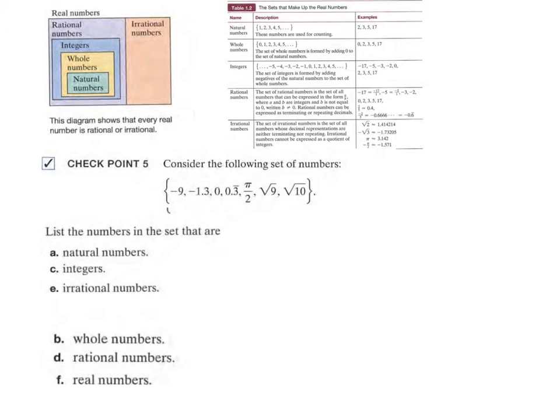All right, we want to look at this list. We have natural numbers, whole numbers, integers, rational, and irrational. And there's a definition for each of those and an example. So what we want to do is look at this first problem.